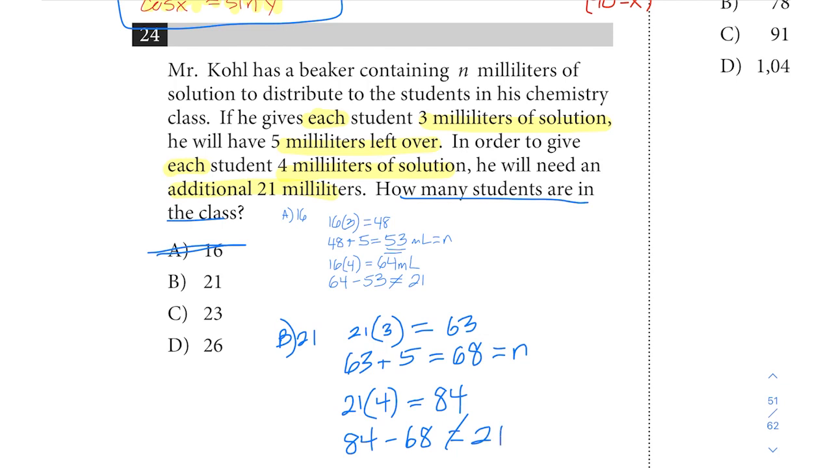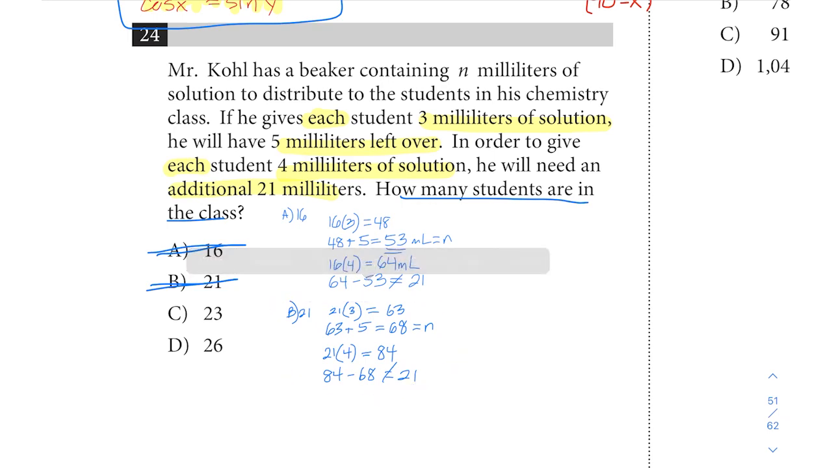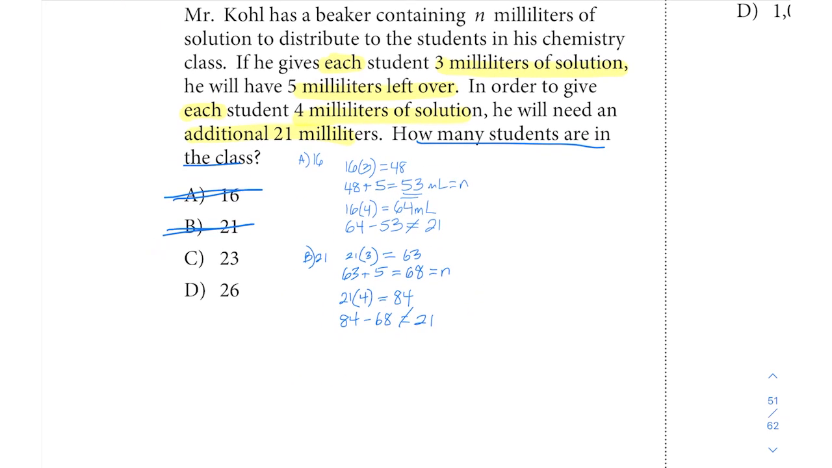84 minus 68. That would be a total of 16 extra milliliters, which is not our correct answer. It's not equal to 21. We're trying to get 21 there. So we can say no to answer choice B. Move this off to the side and test out answer choice C.